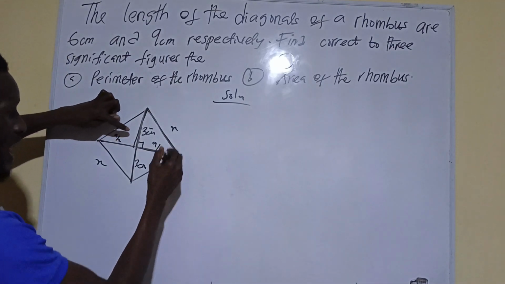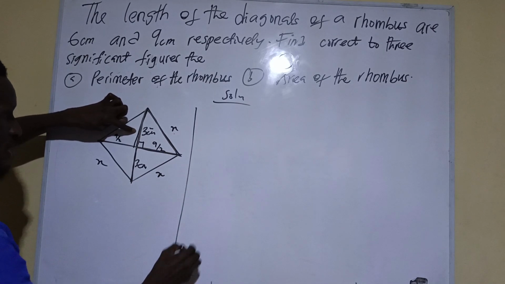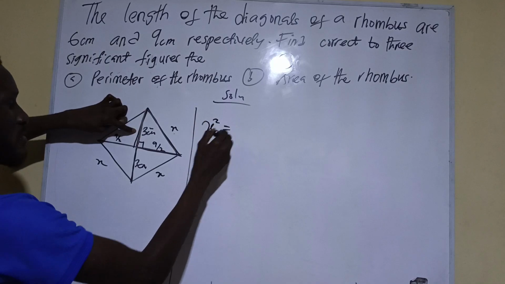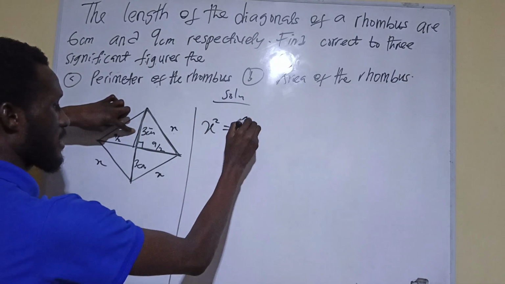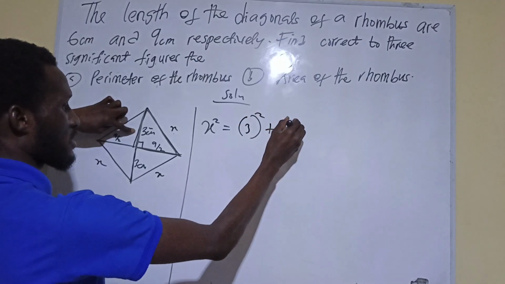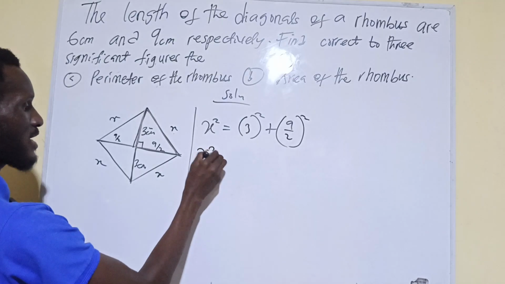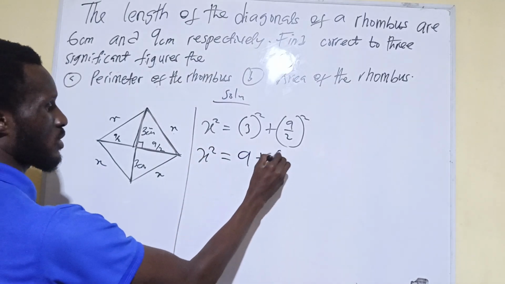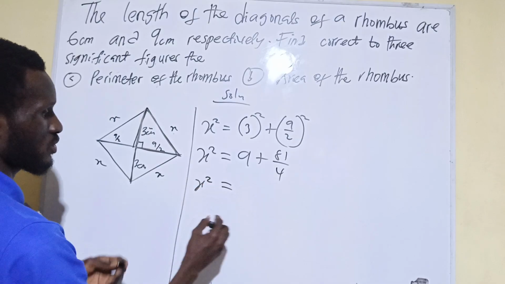So what we have to do is solve for the hypotenuse here, that is x. How do you solve for the hypotenuse? x squared is equal to the sum of the squares of the other two sides. We're going to have 3 squared plus 9 over 2 squared. So we have x squared equals 9 plus 81 over 4.